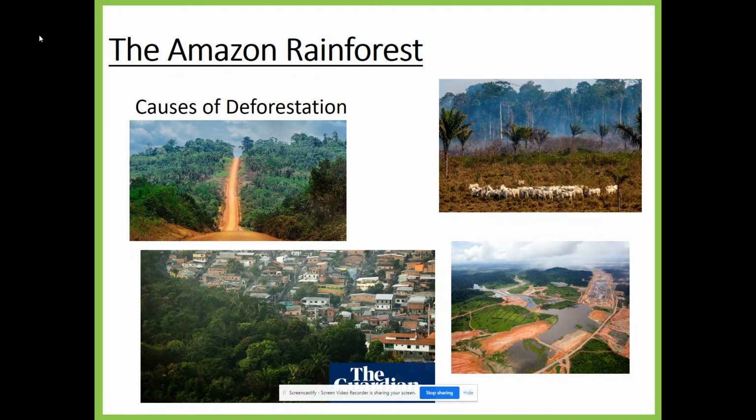The problem with building a dam is that, first of all, it will create a reservoir behind the dam. Those reservoirs will flood huge areas of land which would have previously been forest, and then also many people are going to be displaced. Again, a specific fact for you, the Belo Monte Dam started operating in the Amazon in April 2016.